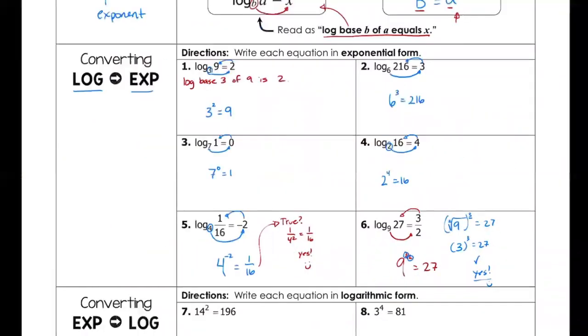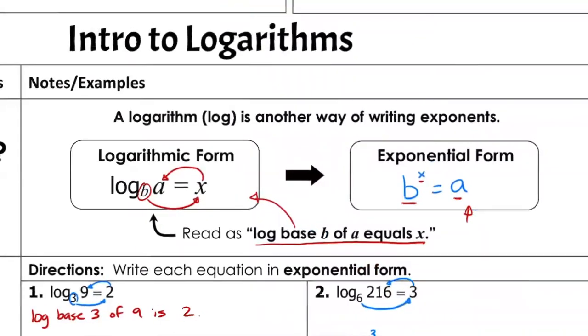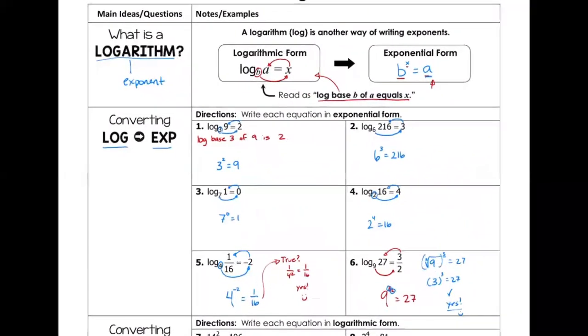Okay. So that's changing logarithms to exponentials. If I give you a log, you should be able to change it to exponential form using this. The base of the log is the base of the exponent. The number next to the log is the result. And what the log equals is the exponent. Log equals the exponent because log means exponent. Logarithm is just a different name for exponent. Okay. Any questions here?